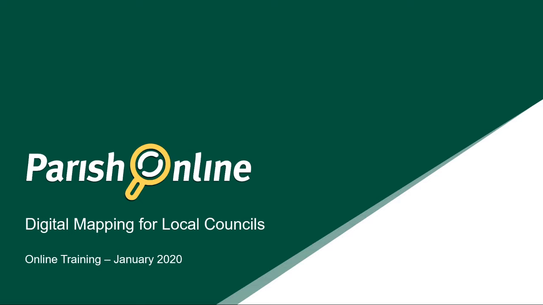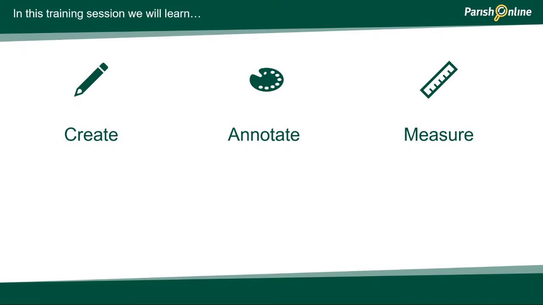What we're going to be talking about today is the editing parts of Parish Online. So in this session we're going to be looking at creating features within Parish Online. This is creating map objects that you're going to store within the system. We're going to look at the annotation tools, which are temporary markups, and we're going to look at the measuring tools as well.